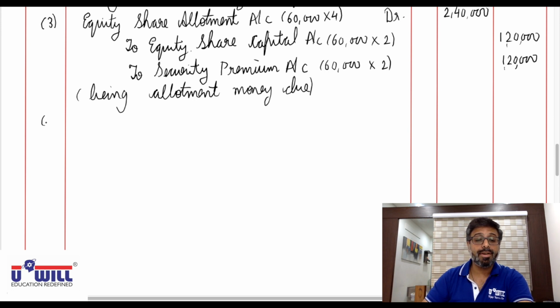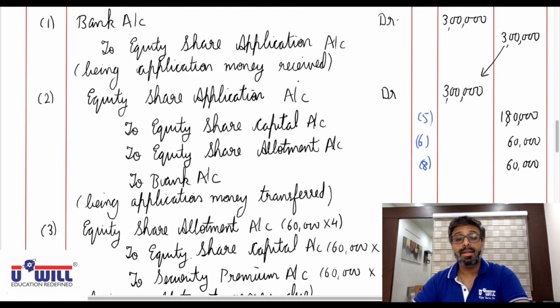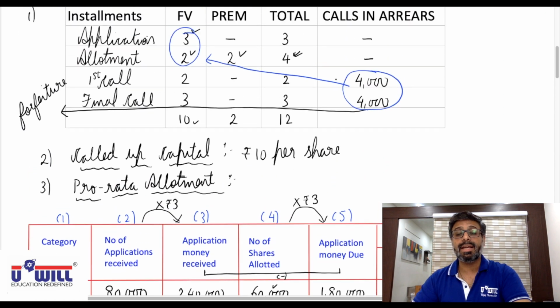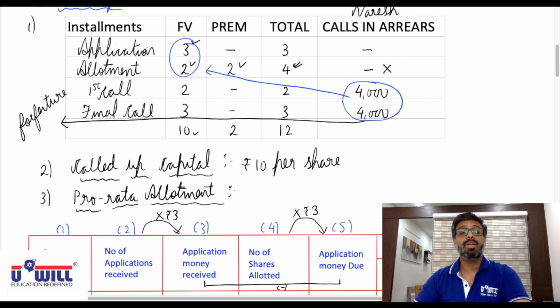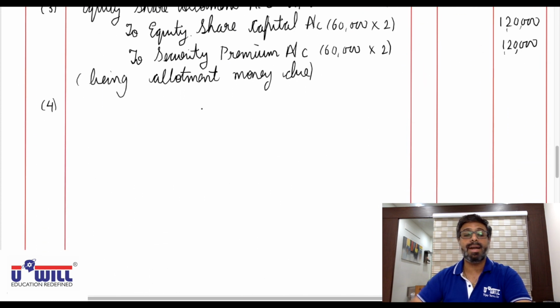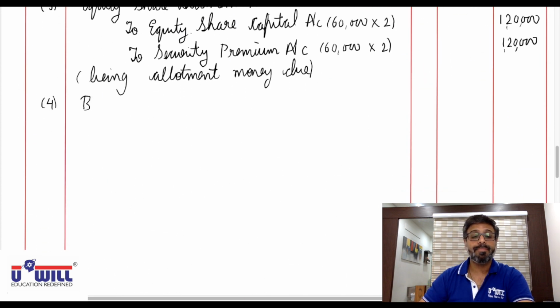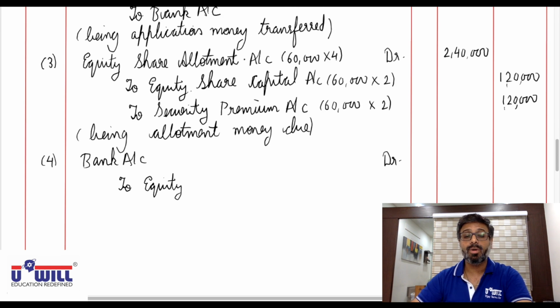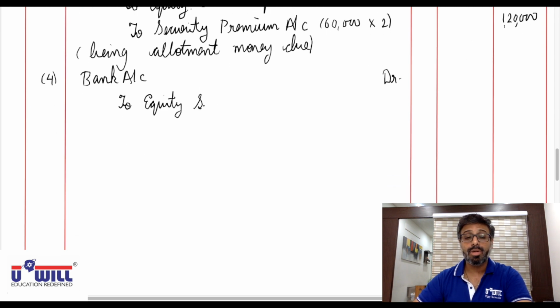Now we will pass the entry of receipt of allotment money. Do we have any calls in arrears in allotment? No. So will single entry come or combined entry come? Single entry. Bank account debit. Bank is the receiver, debit the receiver, bank account debit. And to close equity share allotment account, which we debited just now, we will reverse and credit to equity share allotment account.